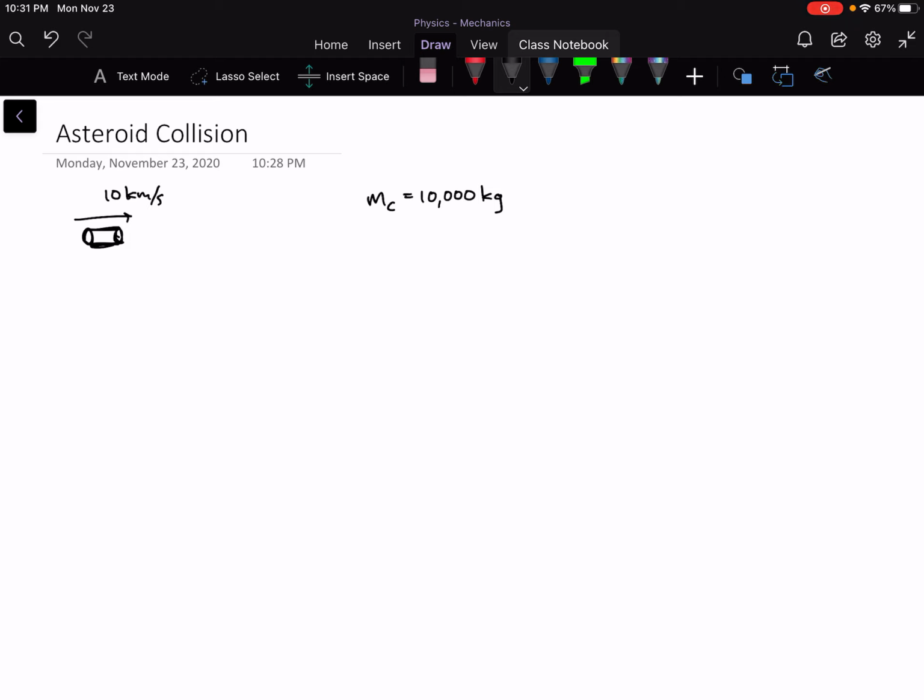And we smash it into an asteroid which has a 5 kilometer per second velocity towards the Earth. All right. So there we are. And that's before the collision happens. Okay, so part A. If the Earthlings observe that after the collision, the two objects have merged into a single object and are moving toward the Earth at 4.5 kilometers per second, what is the mass of the asteroid?